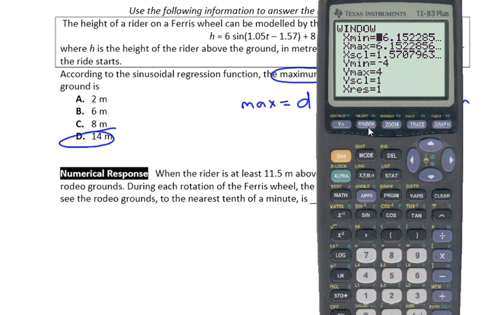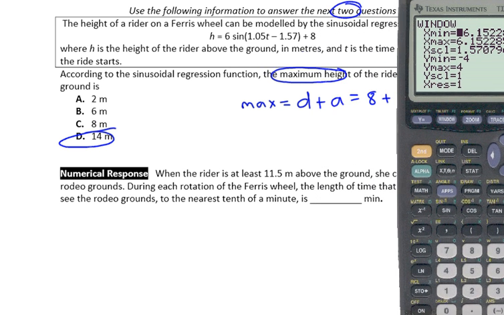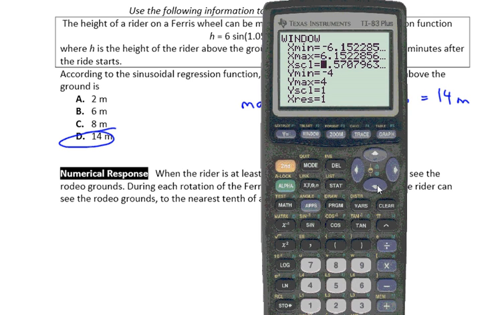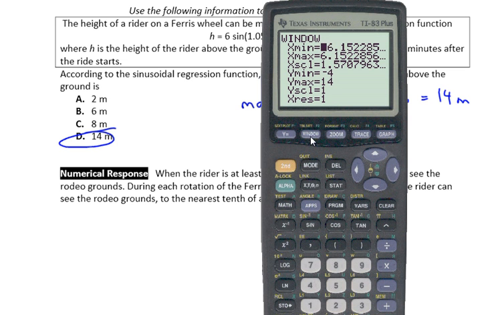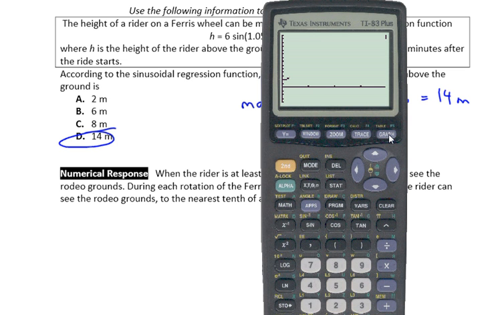So we'll change our windows. We know our maximum's 14. So y should be at least up to 14. Let's try that. There we go. That's pretty good. I probably don't need the negative portion. We could start at 0, right? Because it's an application problem. You can't have negative time.